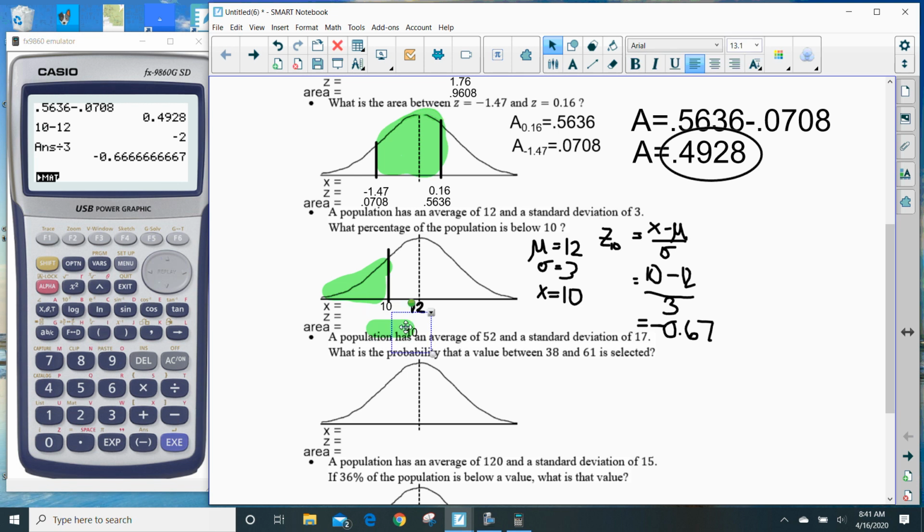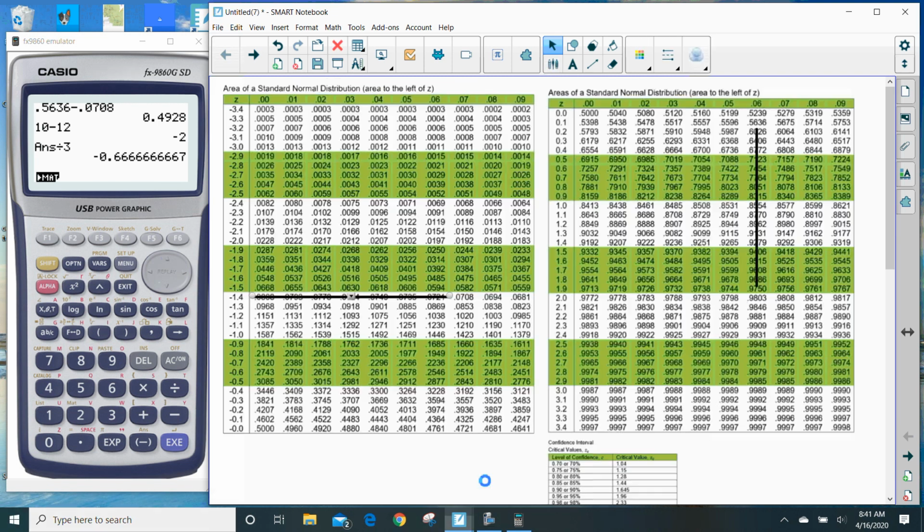So let me kind of jot this down. So the z-score of this dude right here is negative 0.67. So all that's left is to look that up as an area. So negative 0.6, 0.67, okay, 7 points to this column right here. 0.67, 2514, and I think that should be the answer to our question.